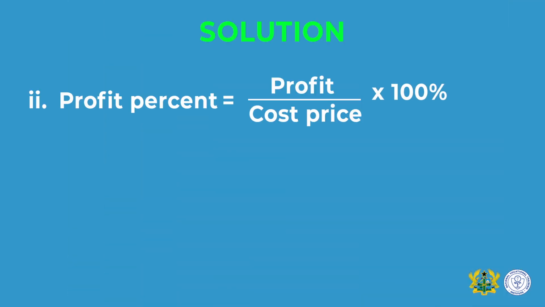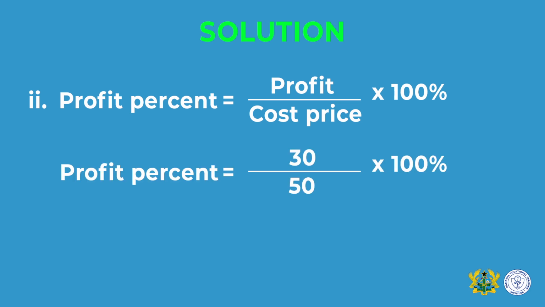Now, the question says we should calculate for the profit percent. We are now going to express this quantity in a percentage form. As can be seen on the screen, the formula for profit percent is equal to profit over cost price times 100%. By substitution, we will get 30 over 50 times 100. The 30 is our profit, and the 50 is our cost price. Then we multiply it by 100, and that will give us 60%.